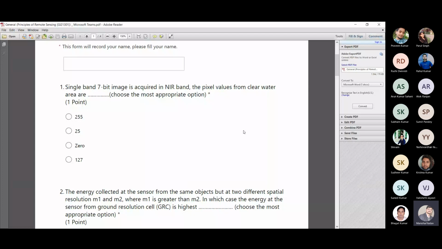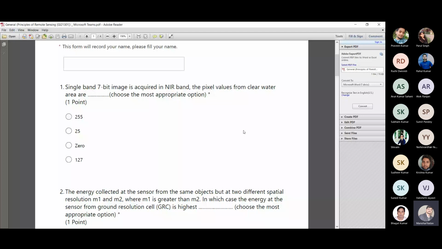So we know that from ground resolution cells which are from the clear water, the total outgoing energy is only the reflected energy. And water does not reflect energy in the NIR band. What does this mean? It means from the ground resolution cell, the outgoing energy component is 0.